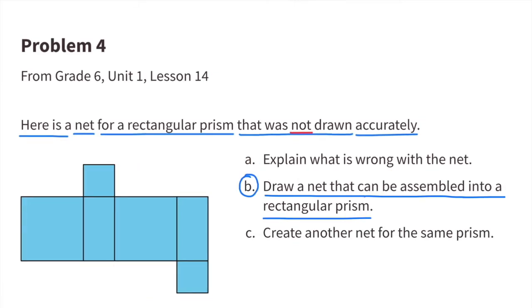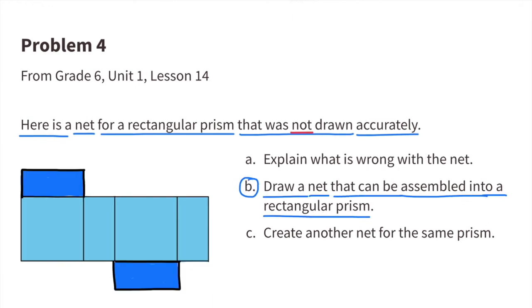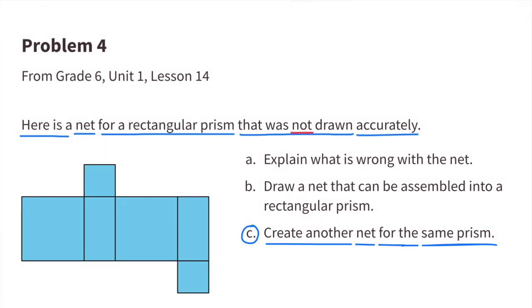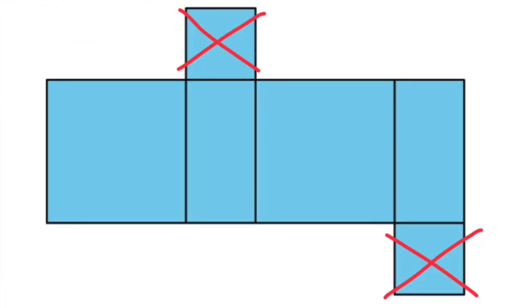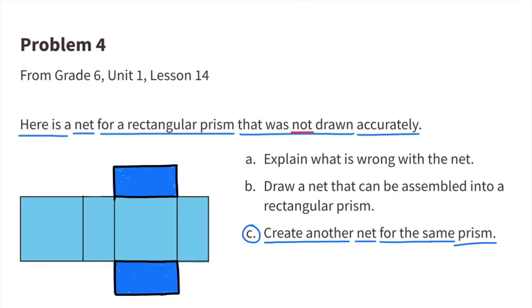B. Draw a net that can be assembled into a rectangular prism. There's quite a few different ways you can do it, but this is the way that I selected. And as you can see, I enlarged that section that was too short before, so now it would enclose the entire figure. C. Create another net for the same prism. I'm just going to make some adjustments to this existing net. First, I'm going to get rid of these 2 small squares. Then I'm going to add the correct length sides.